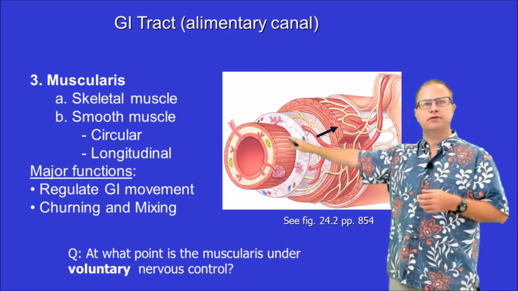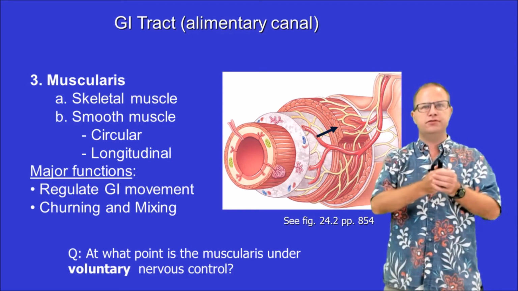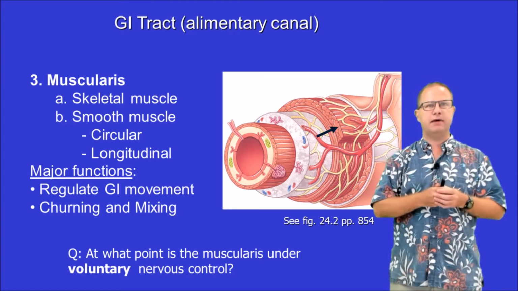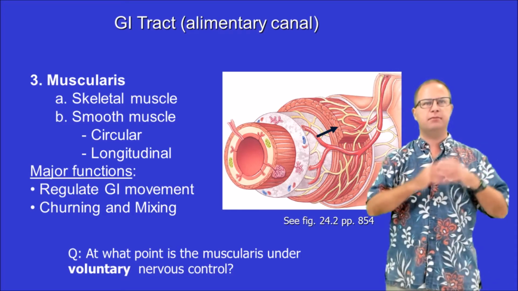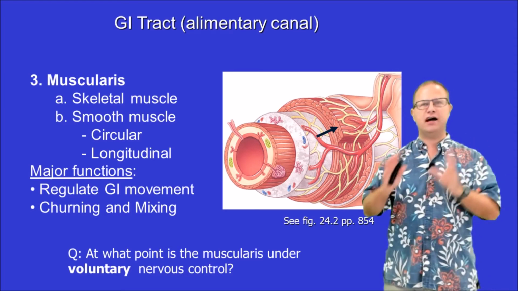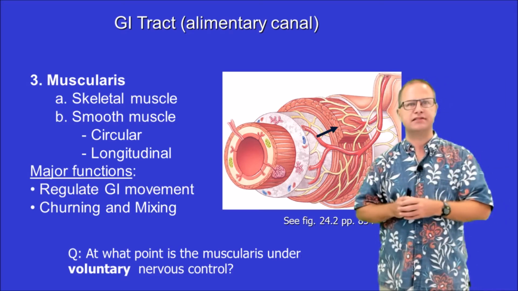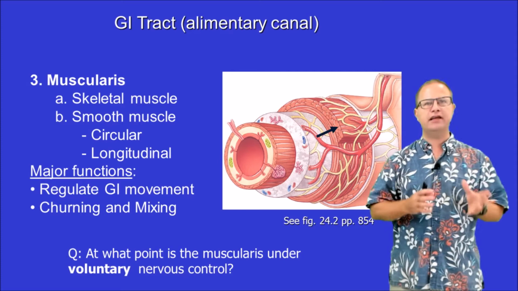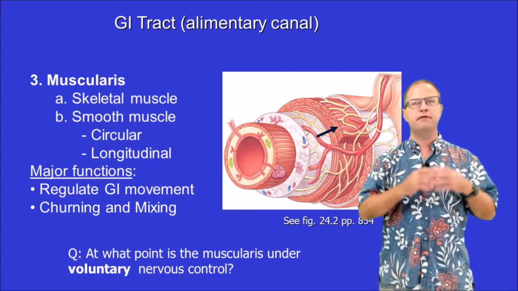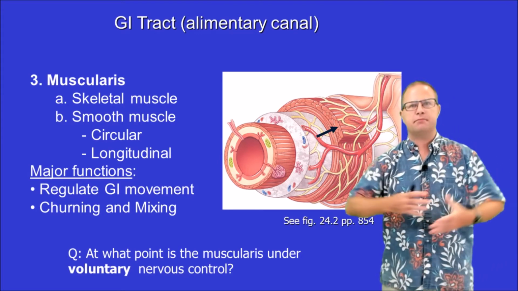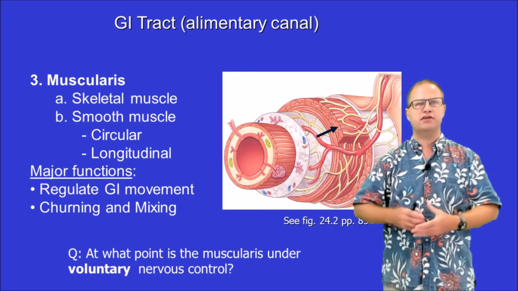We'll have an external anal sphincter there that will be able to control the movement of things out of the bowels. So major functions of the muscularis is regulate GI movement. It determines how quickly things move from one loop of the intestine to the next. It also helps with churning and mixing, and this is especially true for the stomach, where we have this periodic mixing, just like a high-efficiency washing machine.